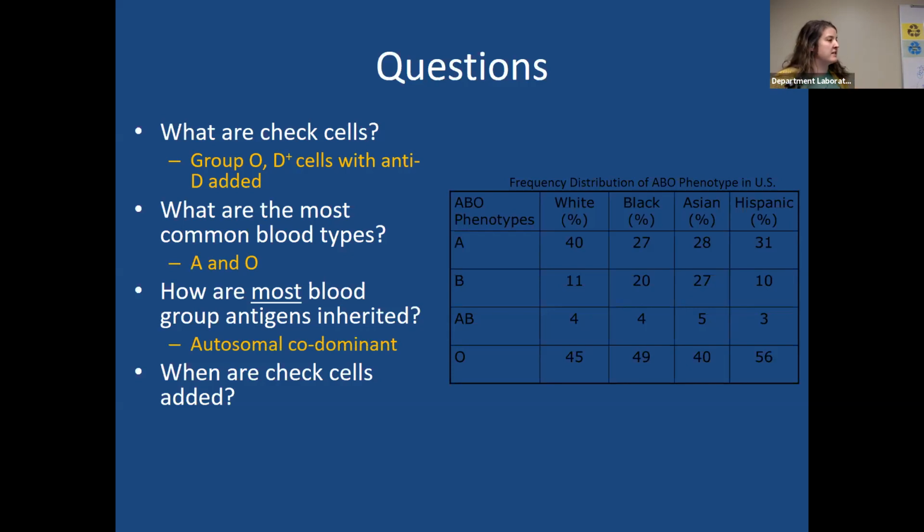When do we add check cells? Every time you have a negative AHG result, you will confirm that negative with check cells. It's going to make your tube go positive. That ensures that AHG has been added.